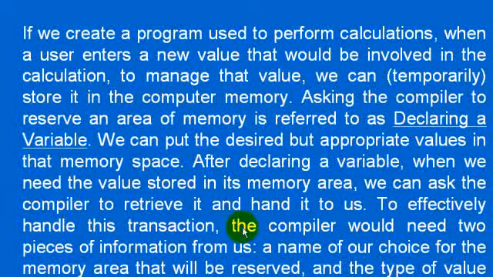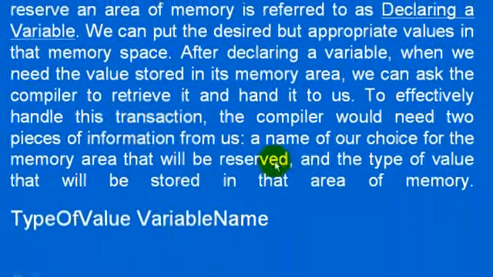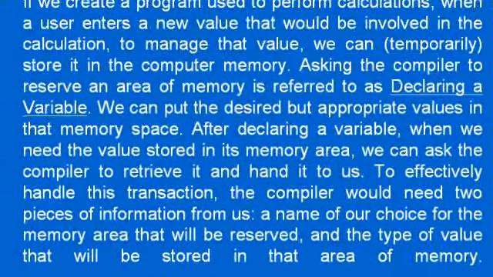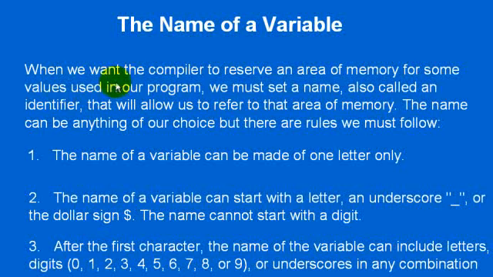To effectively handle this transaction, the compiler would need two pieces of information from us: a name of our choice for the memory area that will be reserved, that is the variable name, and the type of value that will be stored in that area of memory. What type of value? It may be some numeric value, it may be some strings, and so on. So when we want the compiler to reserve an area of memory for some values used in our program, we must set a name, also called an identifier, that will allow us to refer to that area of memory.